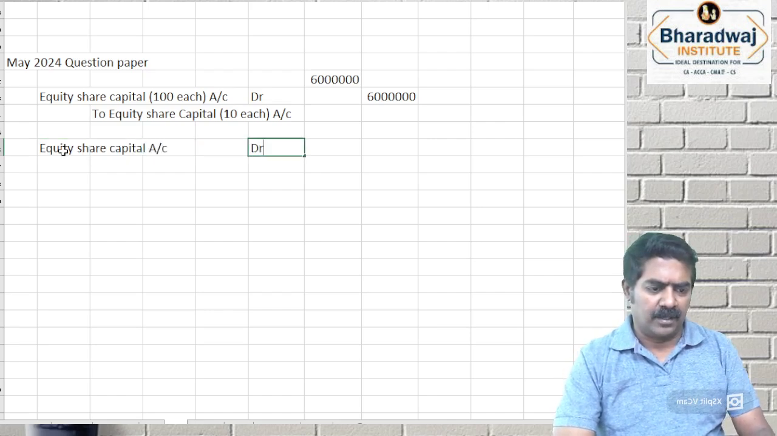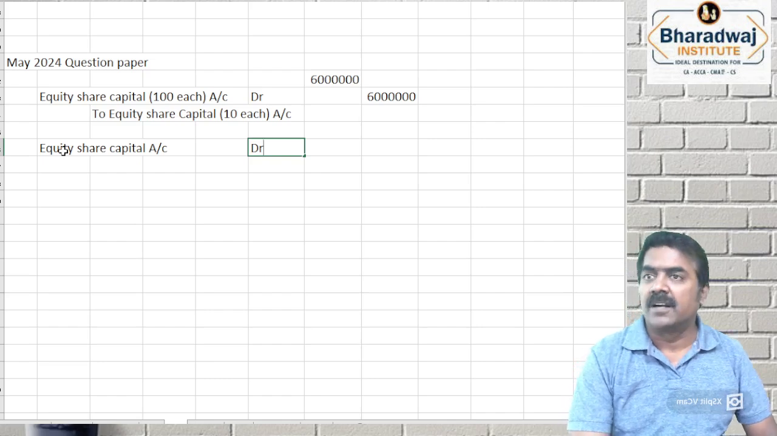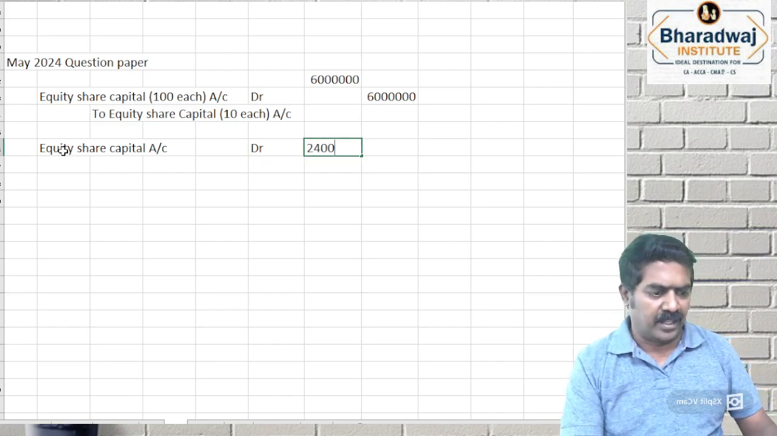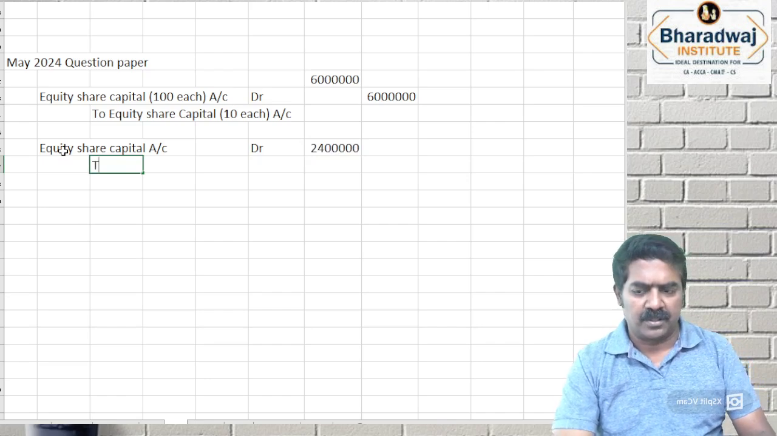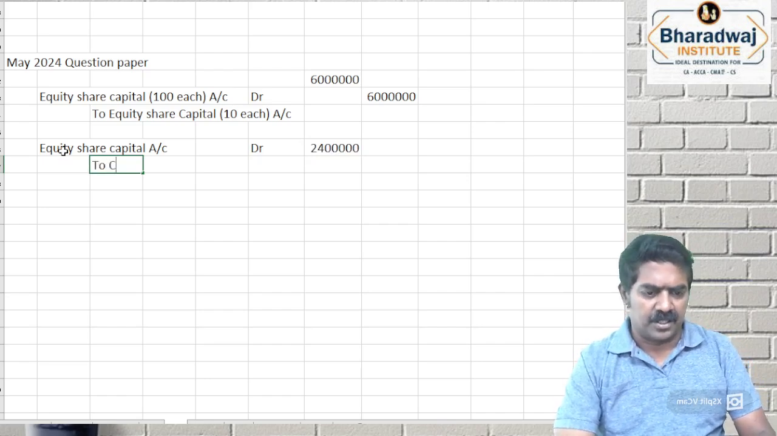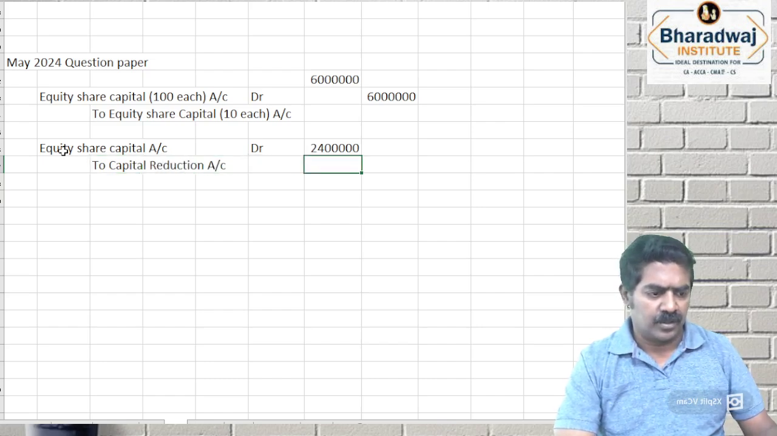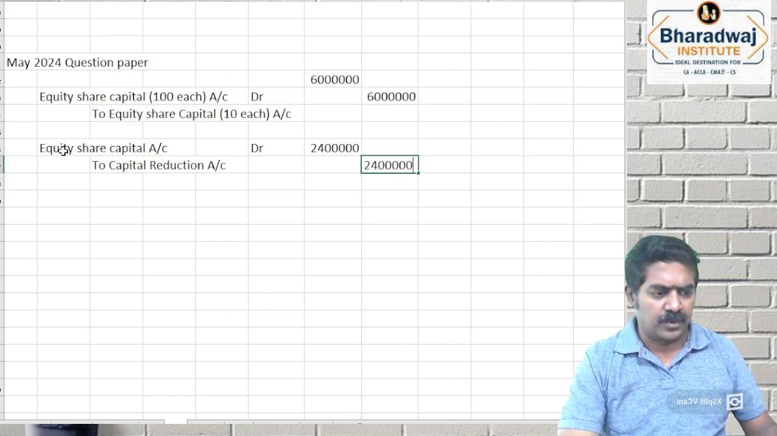By what percentage is the equity share capital reduced? 24 lakhs reduced. Transfer to which account? We can use capital reduction or reconstruction account, but what is the word they use? 24 lakhs transfer to capital reduction account.